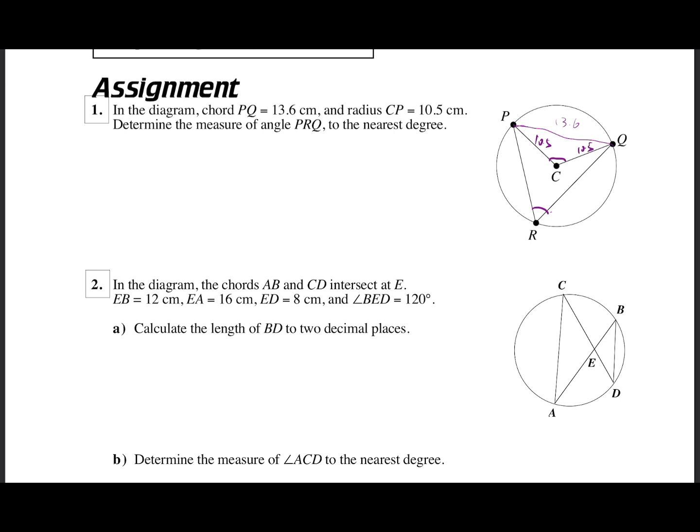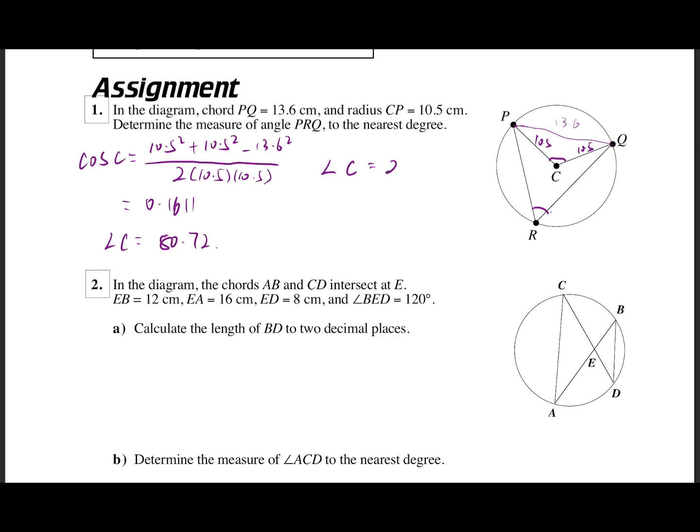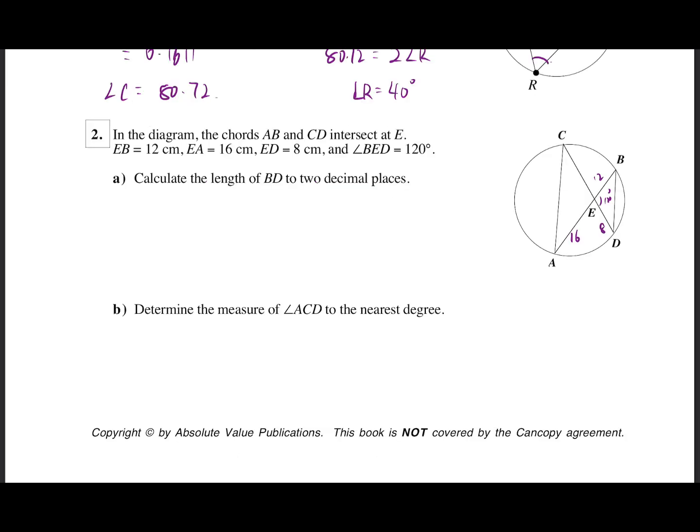So cosine C equals 10.5 squared plus 10.5 squared minus 13.6 squared, divided by 2 times 10.5 times 10.5. Then angle C equals 80.72, and angle C is twice angle R, so 80.72 equals twice angle R, and angle R equals 40 degrees.